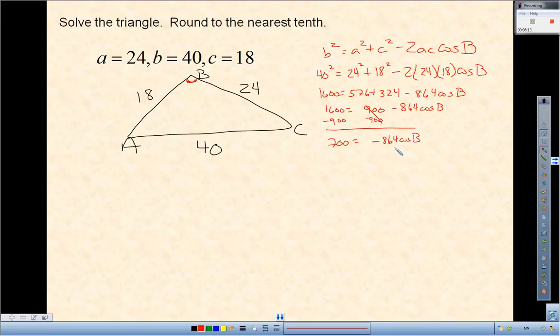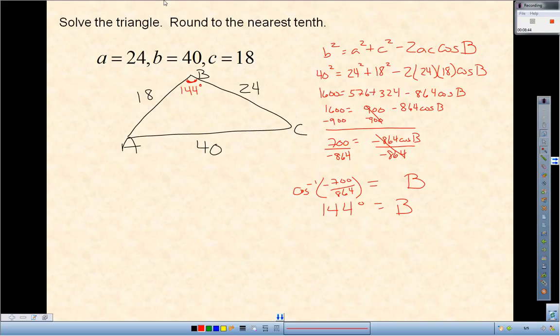Be careful here, guys. You're not going to add 864. You're going to divide by 864, and then while I'm here, notice you're trying to find angle B, so I'm going to do cosine inverse of negative 700 over 864. So if we just type this in, cosine inverse of negative 700 over 864, that's going to give me 144 degrees. Now, here's what's interesting is that if you start with the biggest side, you'll always end up with the biggest angle. So I noticed that this is obviously my obtuse angle, so that's going to be my biggest angle.